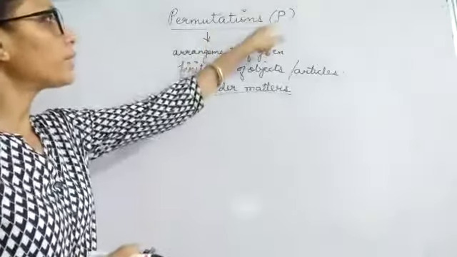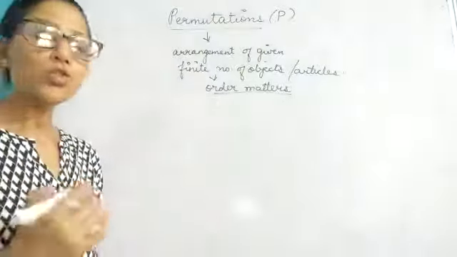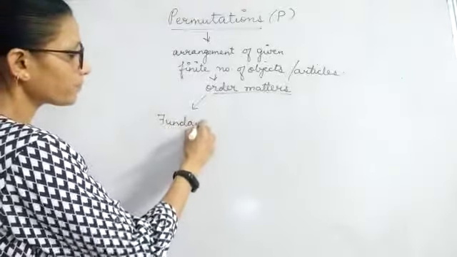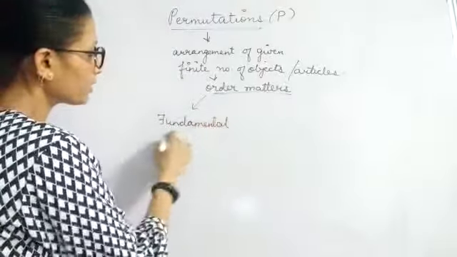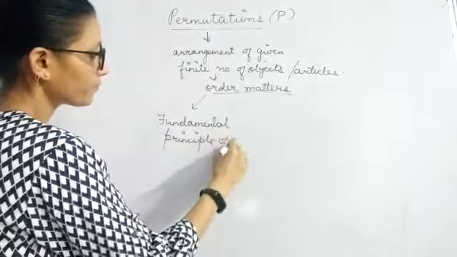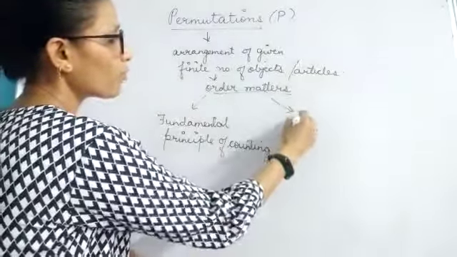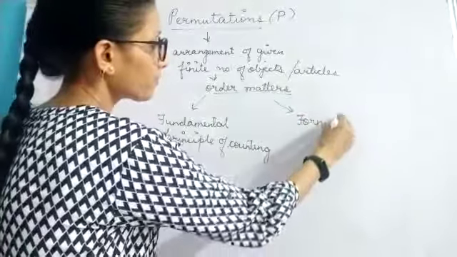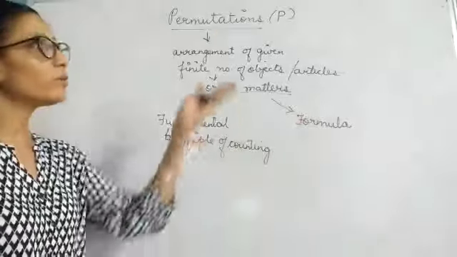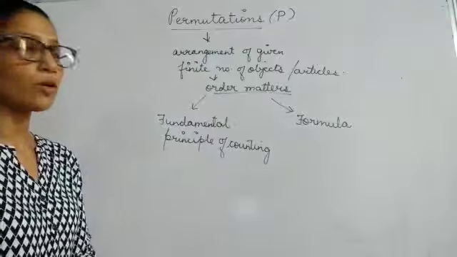Now permutation can be represented with capital P, and it can be calculated by two methods. One is the fundamental principle of counting method, and another is the formula method. And yes, this formula method will definitely contain the letter capital P. Now first of all, we'll read about the fundamental principle of counting.